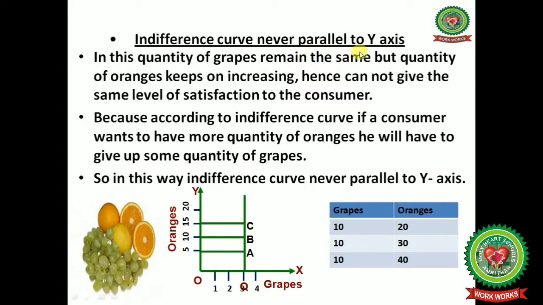Indifference curve is never parallel to y-axis also. In this you can see that the quantity of grapes remains the same while the quantity of oranges keeps on increasing. Hence it cannot give the same level of satisfaction to the consumer, because according to the indifference curve, if a consumer wants to have more quantity of oranges, he will have to give up some quantity of grapes. So in this way, indifference curve is never parallel to the y-axis.